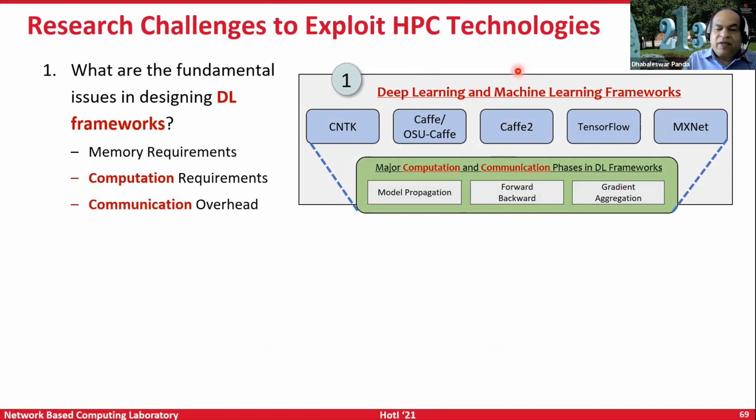So the first thing is, think of it like this. We have the deep learning, machine learning frameworks. We talked about TensorFlow and all. On top of these, you might have your end application, like a pathology application or an image recognition application. Okay. And then we talked about all these model propagation, forward, backward pass, and gradient aggregation. So if you take a look at the framework, these have certain memory requirements. The model requires some memory, it has some computation requirements, it has some communication overhead. So how do we take care of that? Okay, that is the first challenge. We need to make sure that communication is very fast, and computation and memory requirements are handled.